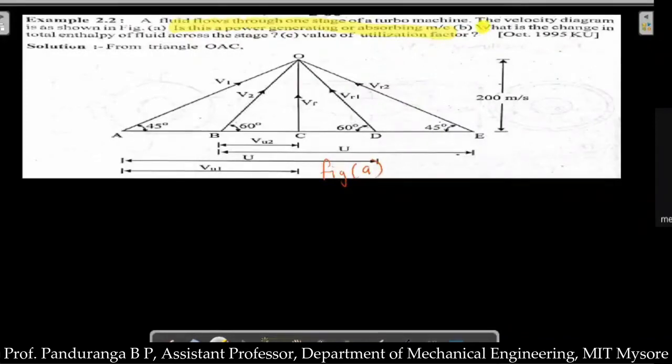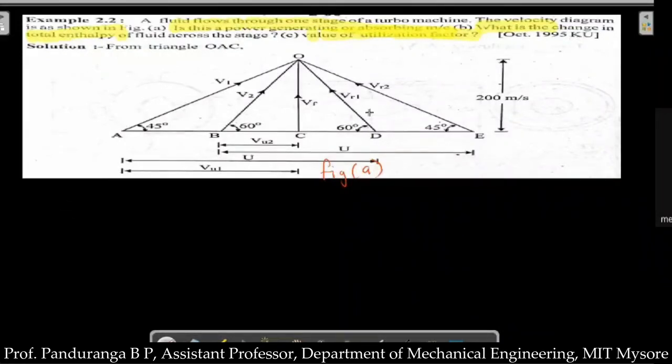Then we need to find what is the change in the total enthalpy. As I said, total enthalpy change is nothing but the energy transfer. So we need to find out energy transfer here, and then we need to find out the utilization factor. These are the things which we need to find out with the given velocity triangle. The velocity triangle is given, so we need to refer to that and find out the required parameters. So first, let us try to find out different velocities here.